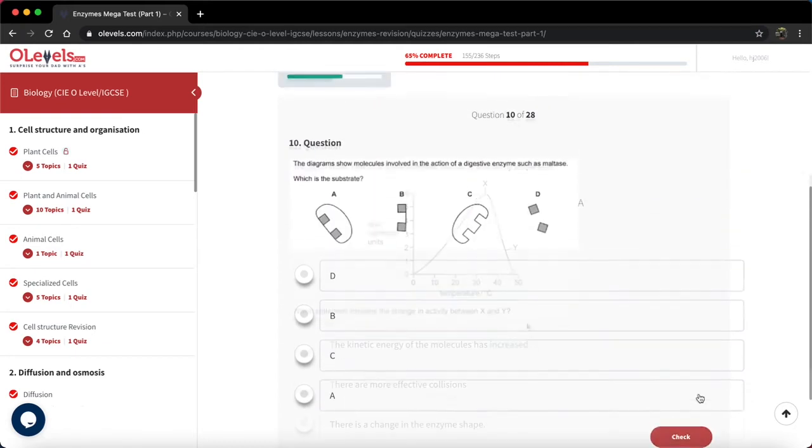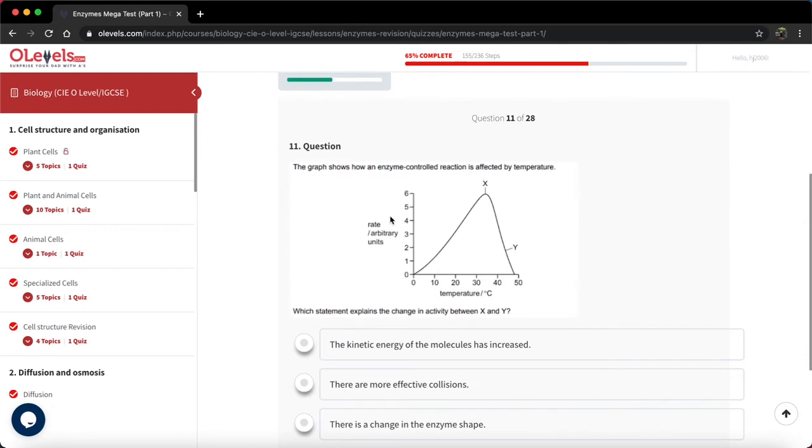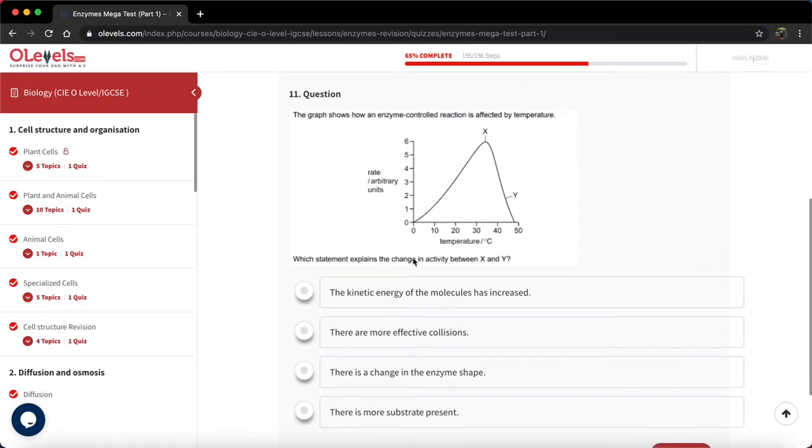Got it correct. Next. Question 11. The graph shows how the enzyme-controlled reaction is affected by the temperature. So the temperature versus the rate. Okay, what statement explains the change in the activity between X and Y? We can clearly see that the rate of reaction is decreasing.